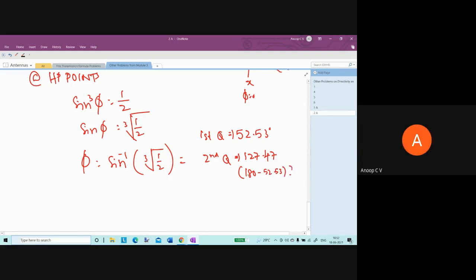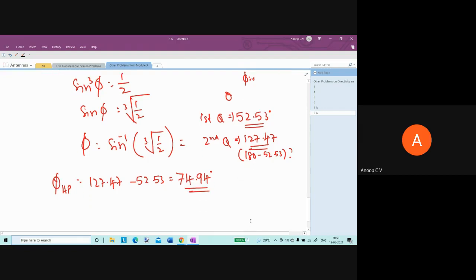Yes, sir. So if this is theta, this one will be 180 minus theta in second quadrant in case of sine theta. So these are 52.53 and 127.47. So phi HP will be 127.47 minus 52.53. What is this? Not 90 degree. It is 74.94 degrees. So we have these things, theta HP and phi HP.